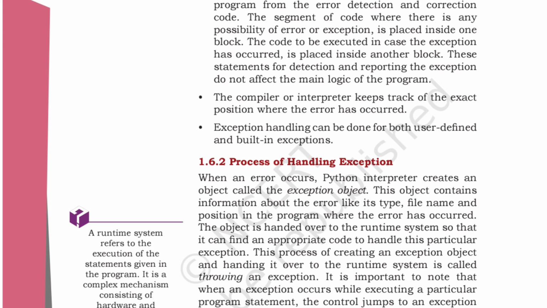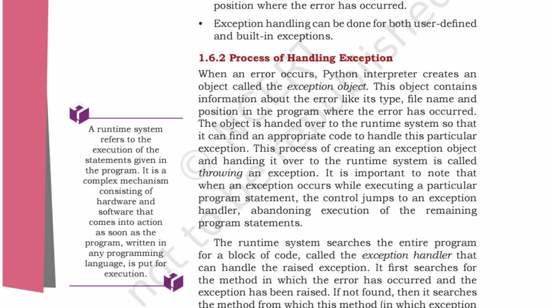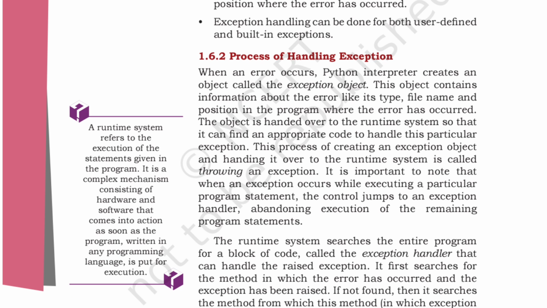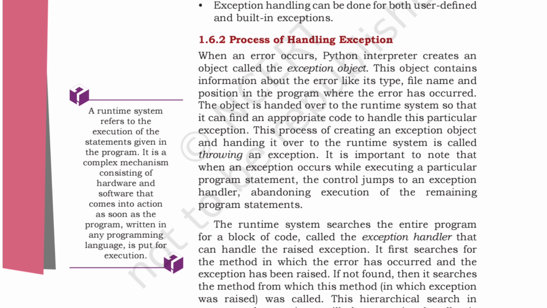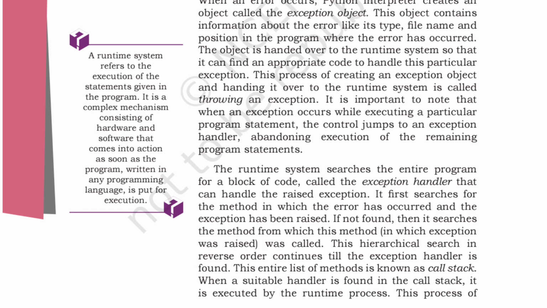This is a built-in exception. Then in the process of handling exceptions, we saw the different exception objects like type, file name, and position in the program where the error has occurred. Throwing an exception at runtime is called an exception object. Then the runtime system searches the entire program for a block of code called an exception handler that can handle the raised exception.